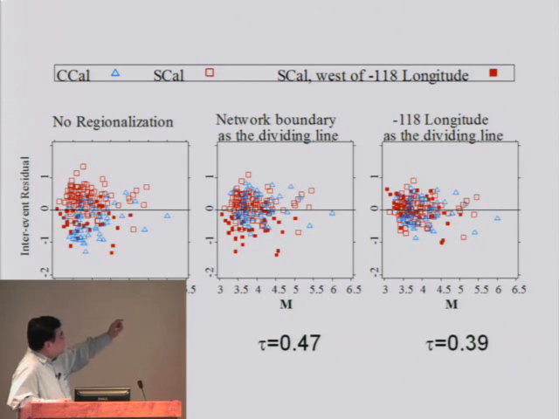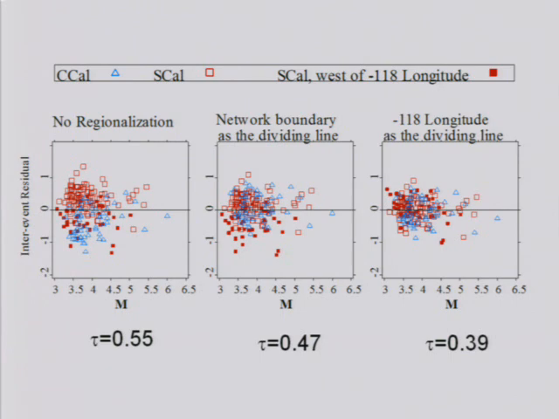One thing to note is that I also grouped the data into Northern or Central California, shown as the blue triangles, and Southern California, shown in red. As you can see from the plot on the left, the inter-event term for the Central California earthquakes is systematically lower than those from Southern California. That difference is the largest at small magnitude. As you go to higher magnitude, when you approach 4 and 5, the regional difference becomes smaller.